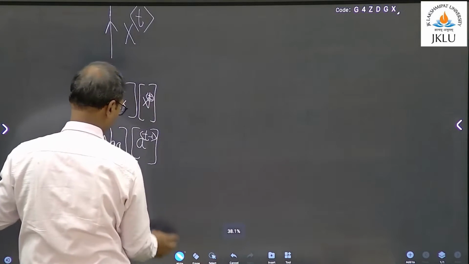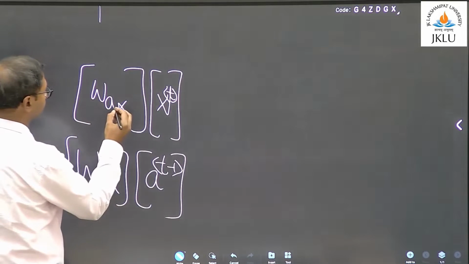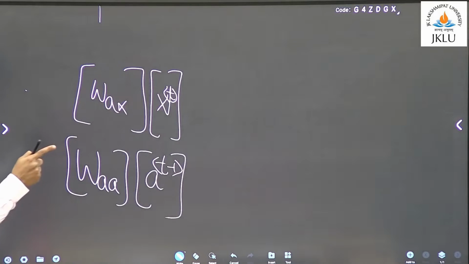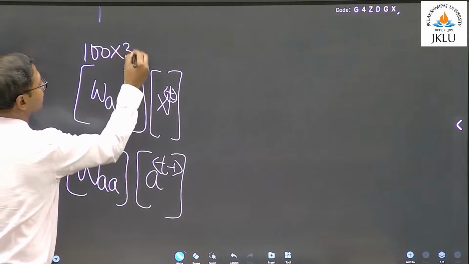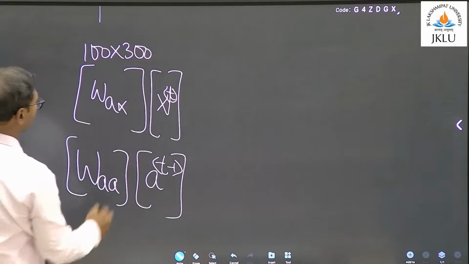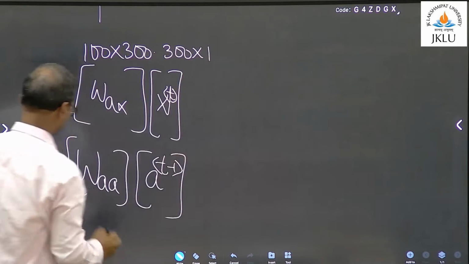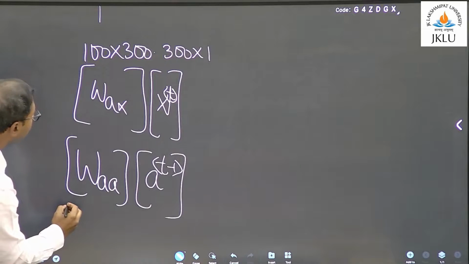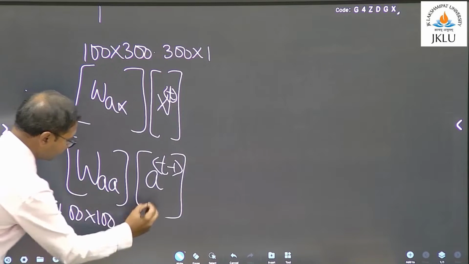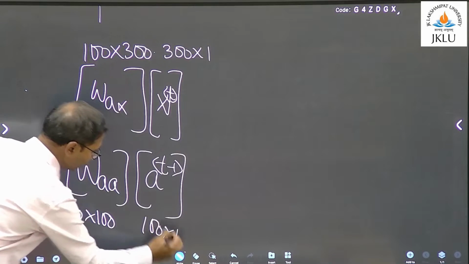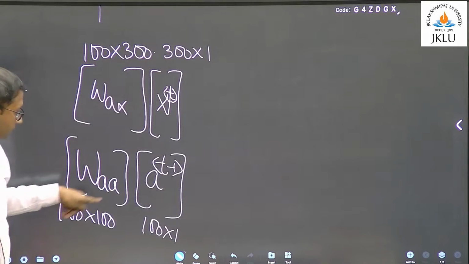Now what are the dimensions of WAX? So this was 100 cross 300, and this was 300 cross 1, and this was 100 cross 100, and this was 100 cross 1. What is the output here? 100 cross 1. Output here is 100 cross 1.